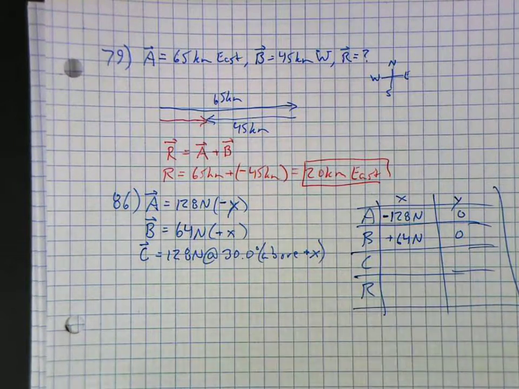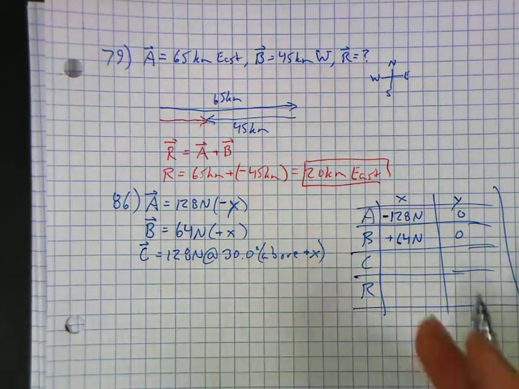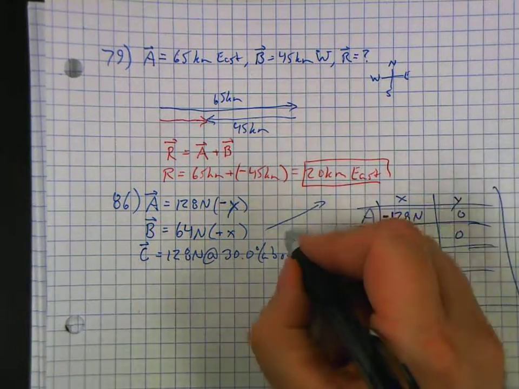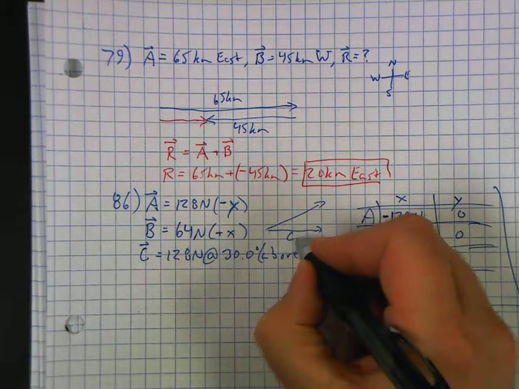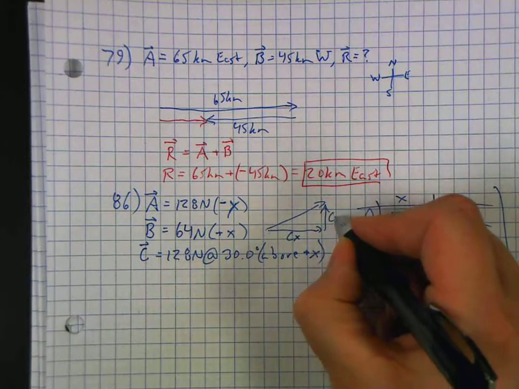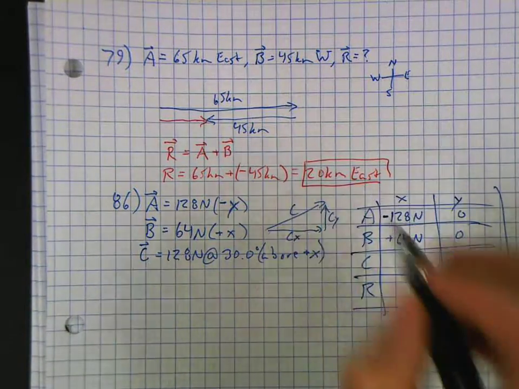C is at an angle, so that means we have to resolve it into its component vectors, or break it into its component vectors. Remember, C was something like this, so what we're finding is C sub x and C sub y. This guy here was C.